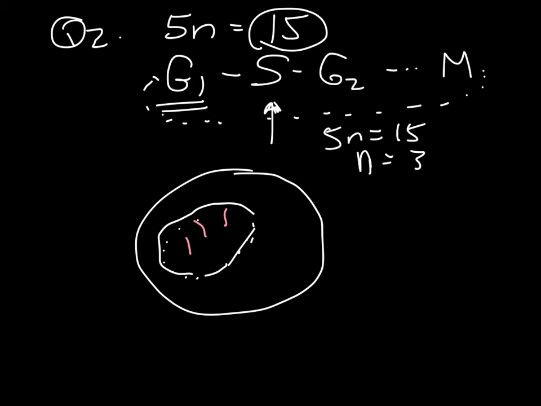And what did I say? We needed 5 copies of each. So here's 5 copies of pink. Here's 5 copies of yellow. 1, 2, 3, 4, 5. And then let's grab one more color. Let's do green. 5 copies of green. And that's what the cell would look like in G1.